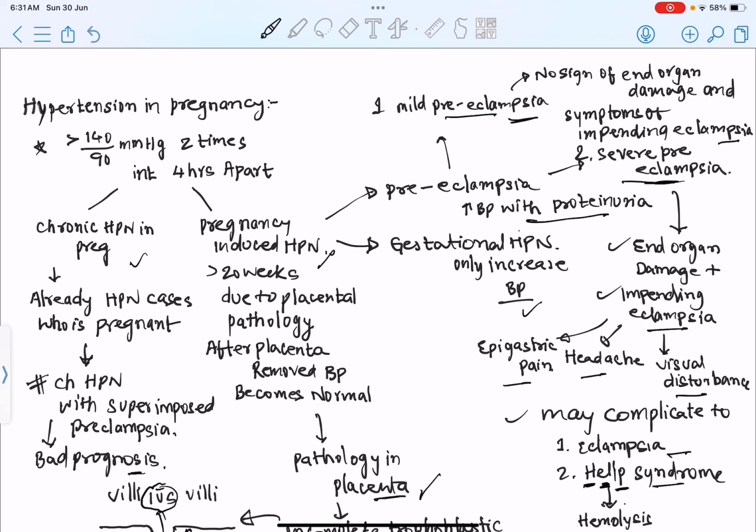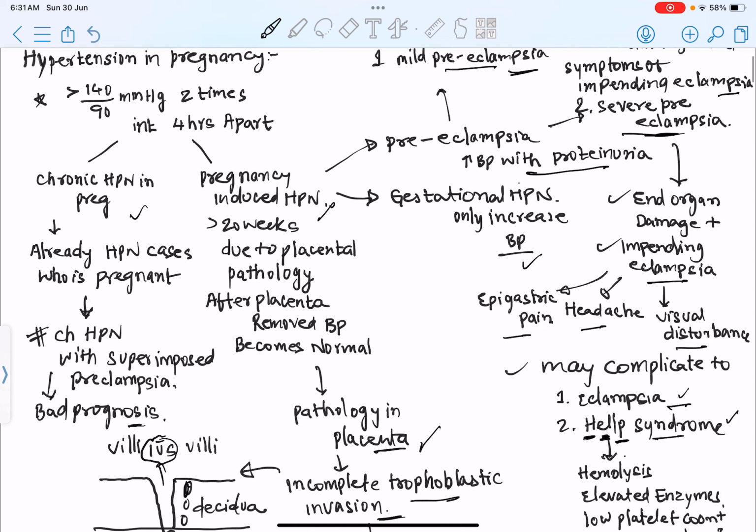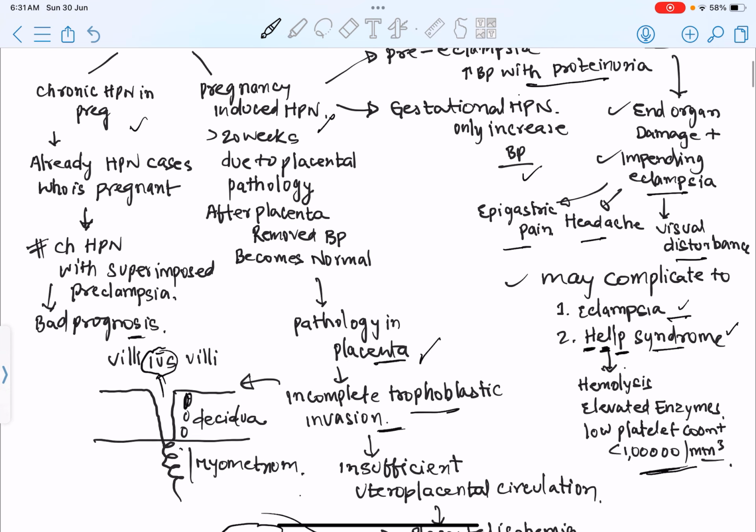Now this severe preeclampsia may complicate into eclampsia or HELLP syndrome. What is eclampsia? Eclampsia is increased BP plus proteinuria plus seizures. Now, what is HELLP syndrome? HELLP syndrome stands for H stands for hemolysis, EL stands for elevated liver enzymes, LP stands for low platelet count, which is less than 1 lakh per millimeter cube.